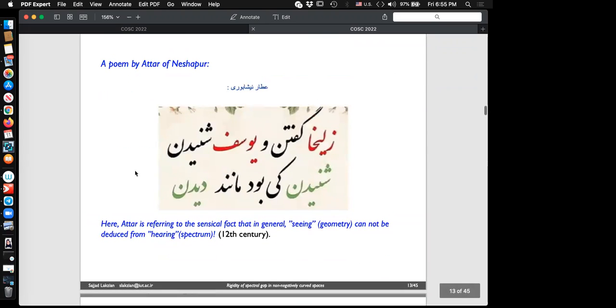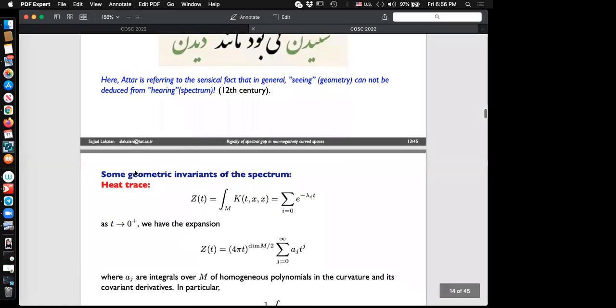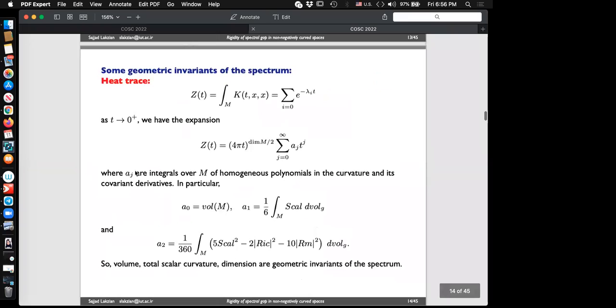This thing that you see here in the middle is basically a poem by Attar of Nishapur, which refers in a very elegant way to the idea that seeing is not the same as hearing. I just thought it would be nice and related to the subject to put this poem here. Okay, so back to the math.